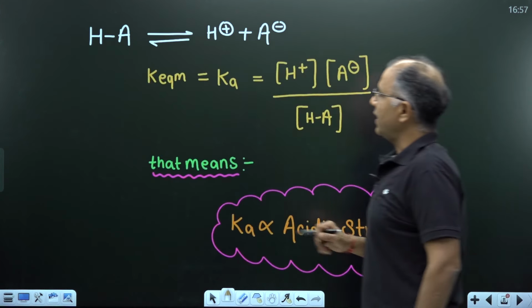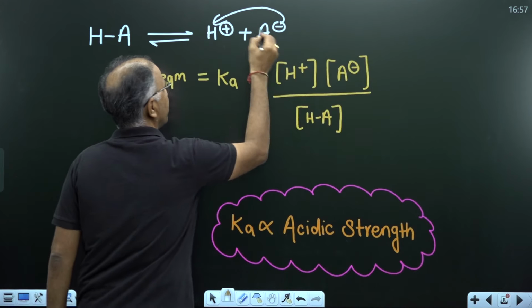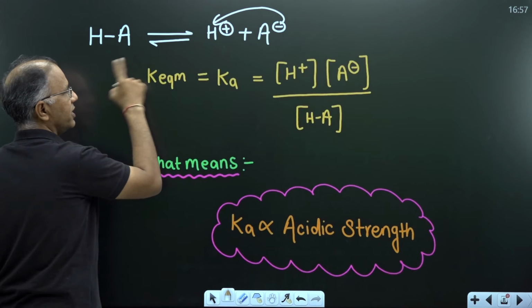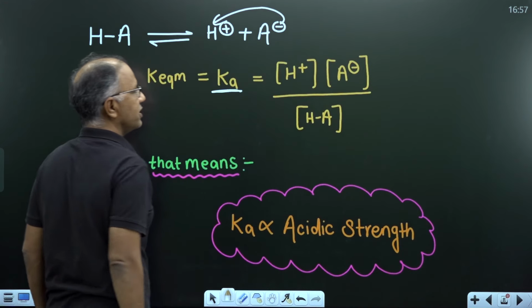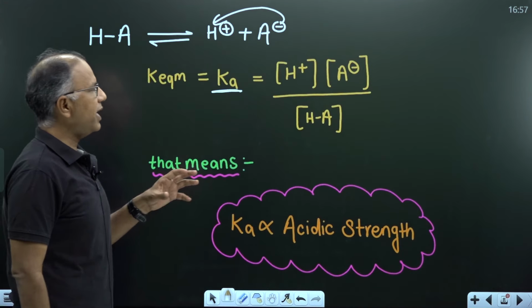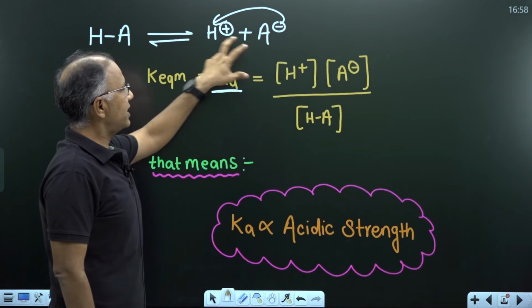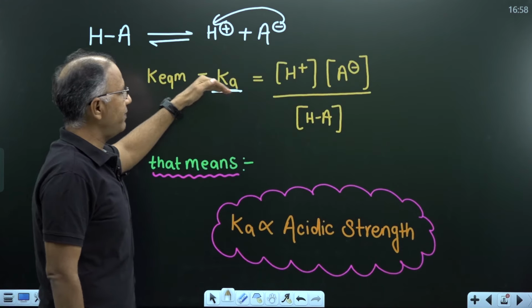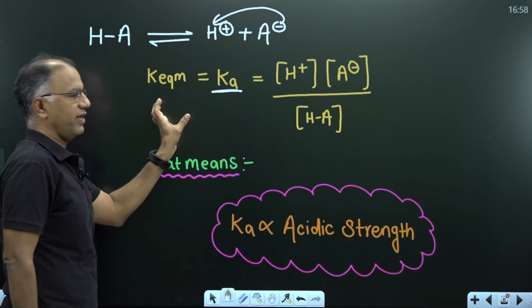Now, since it is an equilibrium, how is it an equilibrium? If A minus reacts with H plus, again HA will form. This means acid and base are at equilibrium. We can write equilibrium constant Ka for this reaction. What is the equilibrium constant K? It is the concentration of product upon concentration of reactant. So these are the products. So equilibrium constant Ka means concentration of H plus times concentration of A minus upon concentration of HA.